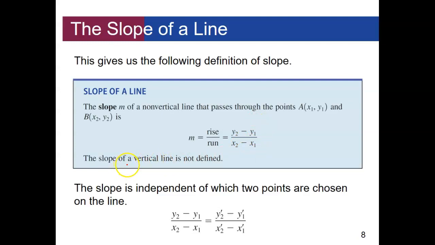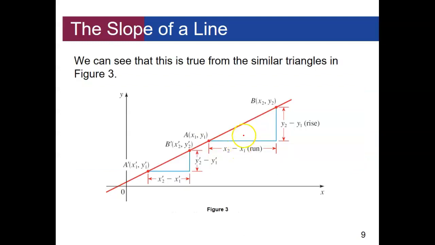And a vertical line has a slope that's not defined because what happens is you have no run on a vertical line, so you have a 0 in the denominator, and that's why a vertical line has a slope that's undefined. Right, so this is just showing you that regardless of the 2 points you pick on a line, if it's the same line, then they're going to have the same slope. So I could pick these 2 points, or I could pick these 2 points. It's not going to matter. The slope's going to stay the same.